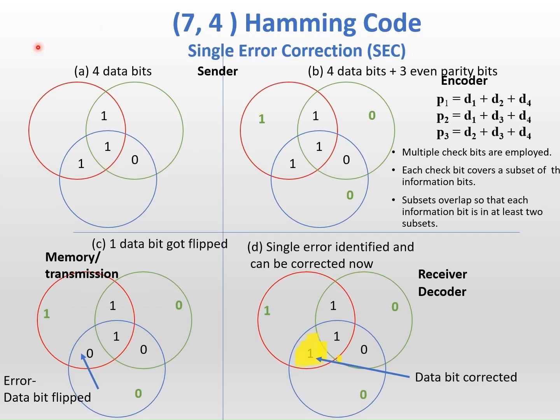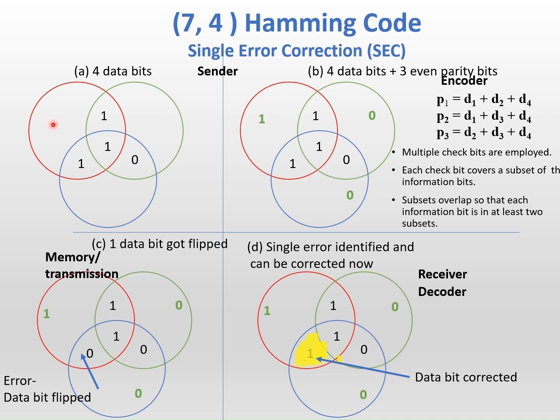Now let's see the 7,4 Hamming code, which is a single error correction code, or SEC, and it is depicted pictorially again. 7,4 means the length of the code is 7 and 4 is the length of data. So 3 redundant bits are used, and here 4 data bits are already shown, and it is a Venn diagram, and 4 data bits are placed here, and in every circle you will be placing a parity bit. You can see 3 parity bits will be placed, and each parity bit is covering a subset of the information bits.